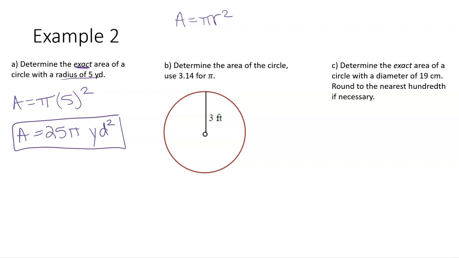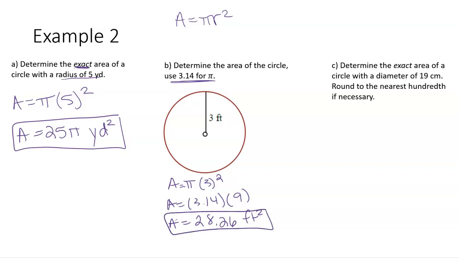Here they want to determine the area of a circle, but they want us to use 3.14. So our area is pi r squared, and because they want us to use 3.14, not the pi key, we'll type that into our calculator. I just happen to know 3 squared is 9. And we end up getting 28.26. Always make sure to include the units. These are square feet.